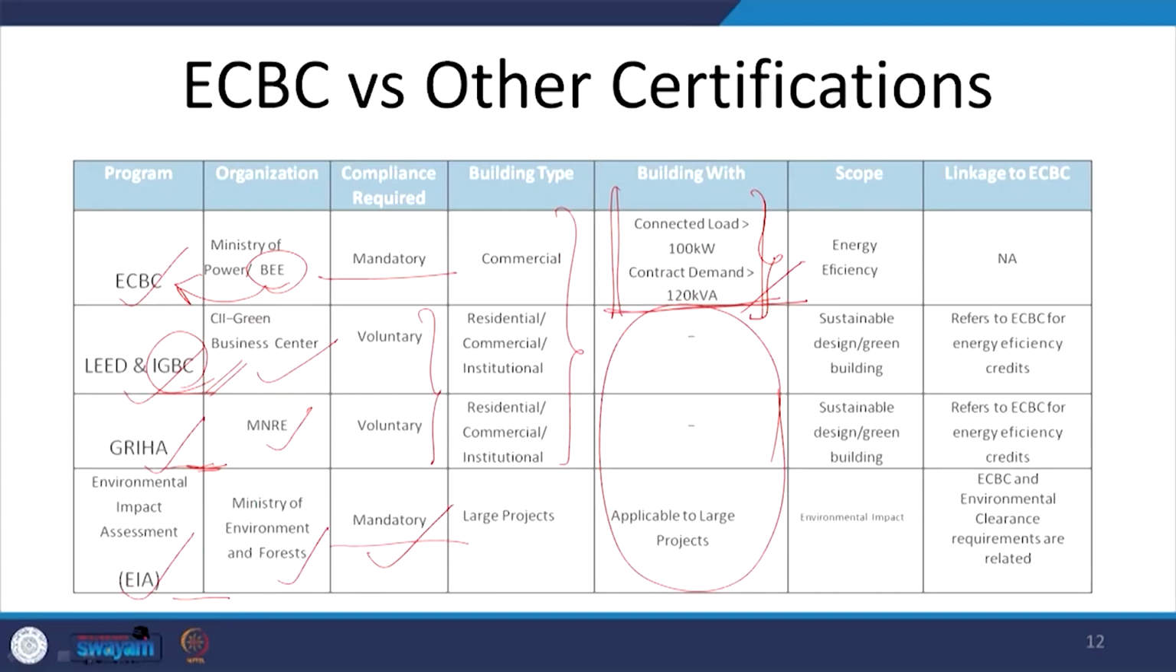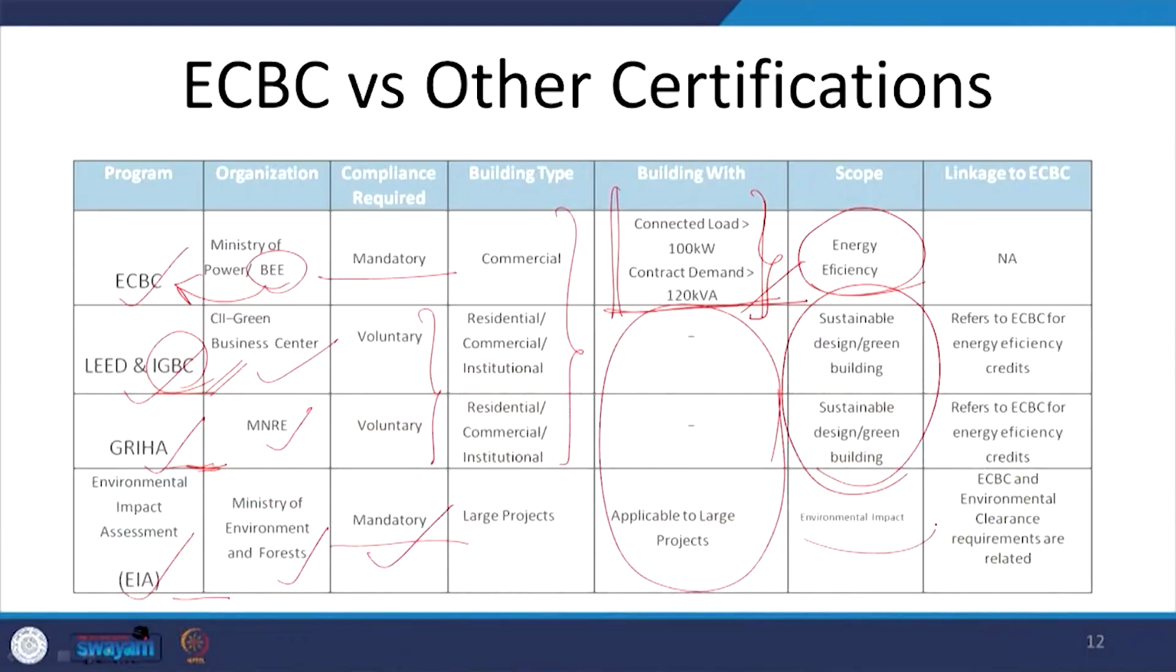If you look at the scope of these, ECBC is only talking about energy efficiency and energy conservation, while the green building rating programs like LEED, IGBC and GRIHA are talking about sustainable design and green building, where they cover all the aspects of green buildings as we have discussed so far: water, site, environment, energy, everything. And environmental impact assessment talks about the environmental impact, which is directly governed by the international standards.